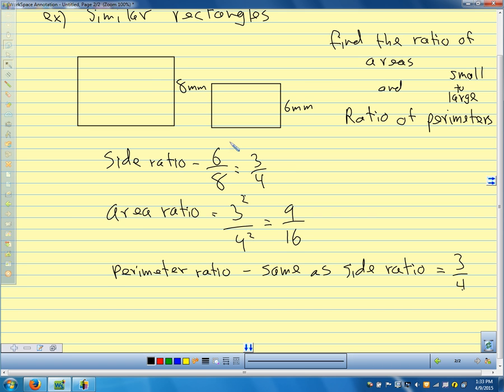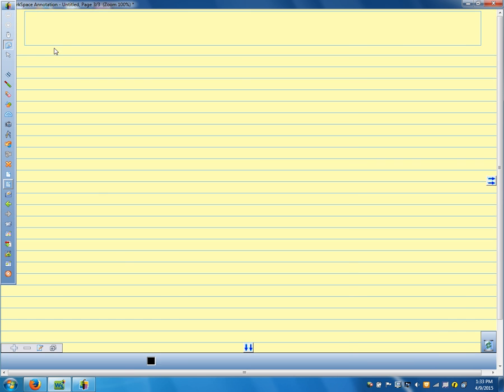Well, this isn't all we want to do with this. We want to solve problems with this idea. So in math, we like to create problems and then solve them. Okay, so let's look at how we would use this to solve some kind of problem. So we have these similar hexagons.